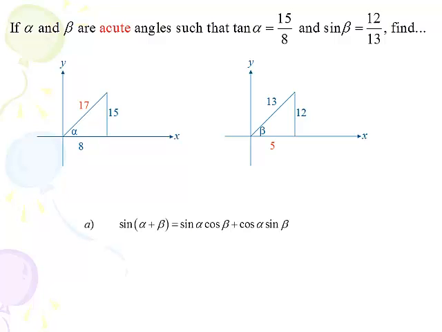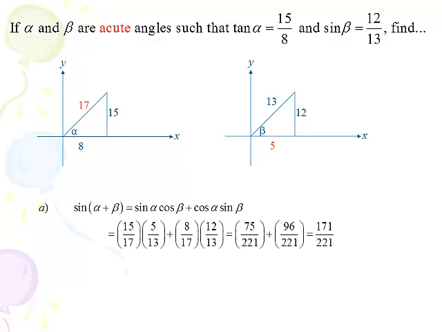So first we're going to tackle sine of alpha plus beta. And so we go to the formula sheet and we notice that the sine of alpha plus beta is the sine of the first angle times the cosine of the second angle plus the cosine of the first angle times the sine of the second angle. So I've got sine alpha, cosine beta, cosine alpha, sine beta. And then all we have to do now is go to those triangles and fill them in.